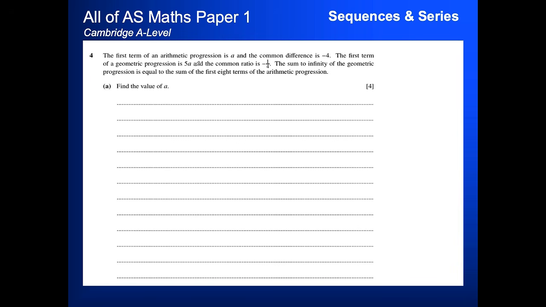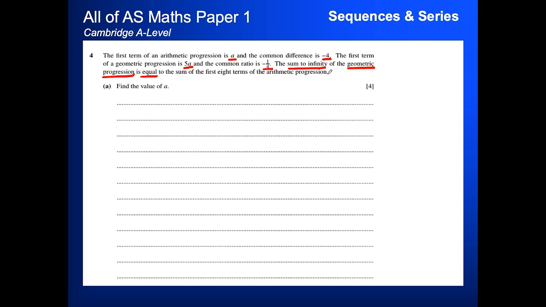So the first term of an arithmetic progression is equal to a, and the common difference here is minus 4. Now the first term of a geometric progression is going to be 5a, and the common ratio required is minus a quarter. And now we're told that the sum to infinity, so we're going to need to find that formula, of the geometric progression is equal to the sum of the first 8 terms of the arithmetic progression. And we need to find the value of a. Very typical kind of question.